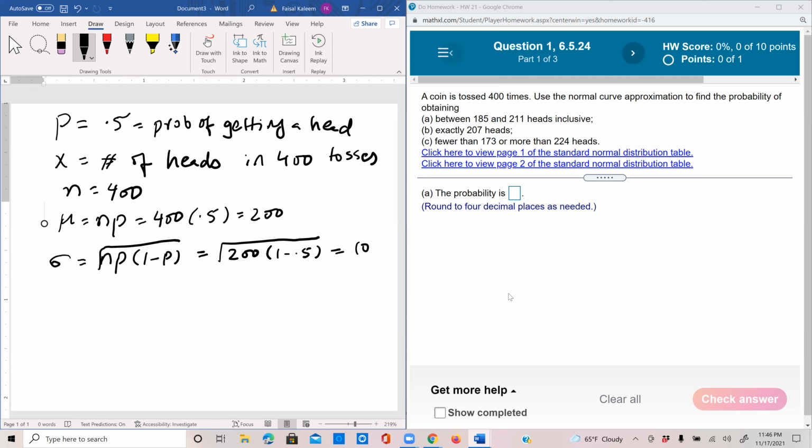So first we will change into z-score. Let me write down the formula for z-score. Z is equal to x minus the mean over the standard deviation. Now, what we want is the probability that x is between 185 and 211 inclusive.